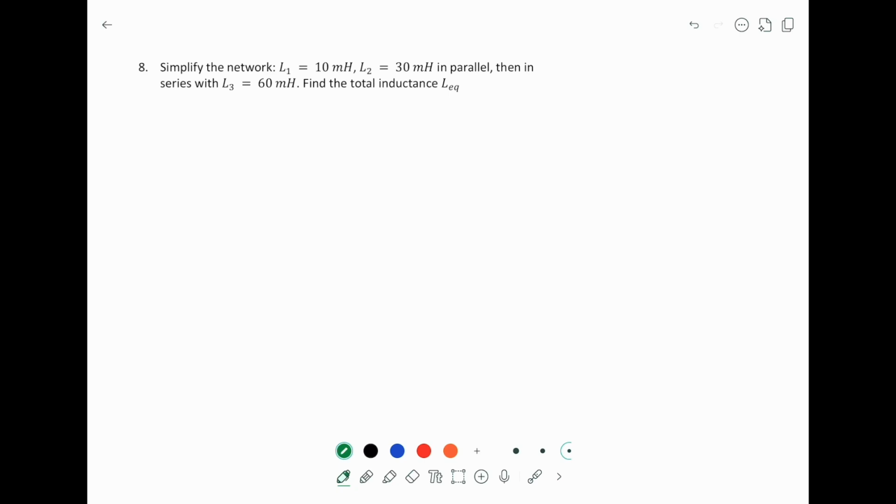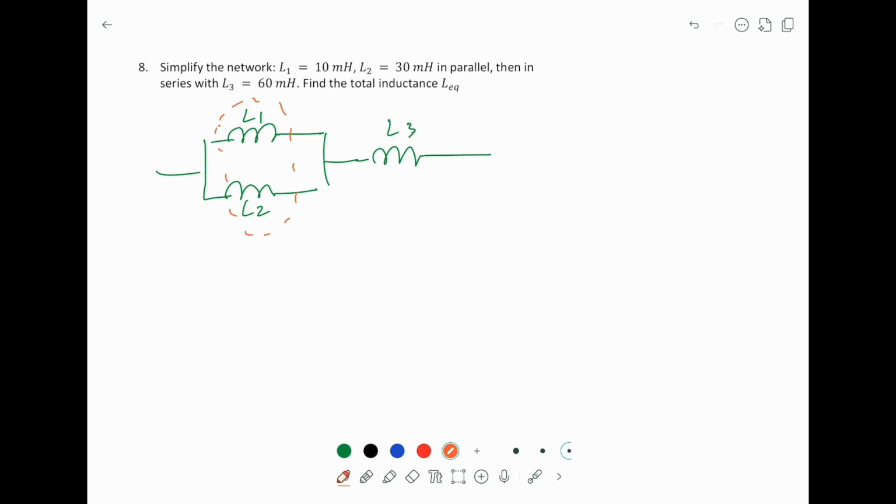In this question, we have mixed inductors. L1 and L2 are connected in parallel, and then L3 in series. The rule for inductors is the same as the rule for resistors. So we find the equivalent of L1 and L2. They're in parallel, and this equivalent will connect to L3.